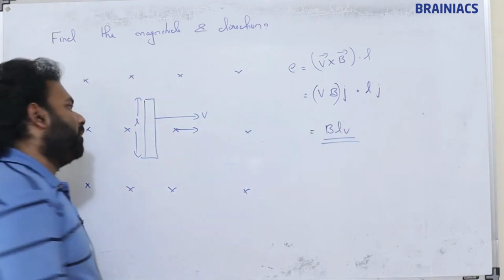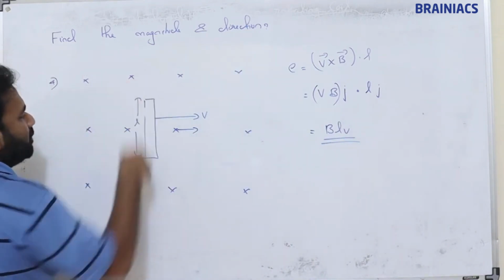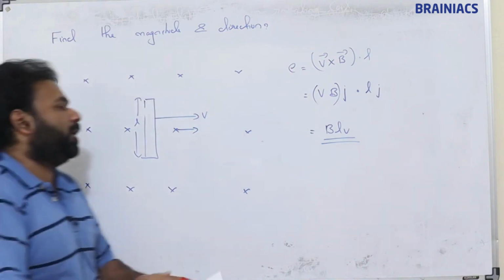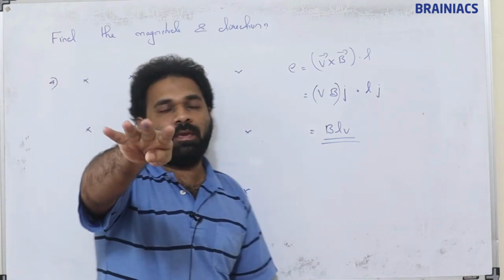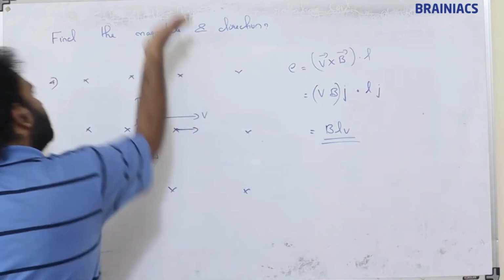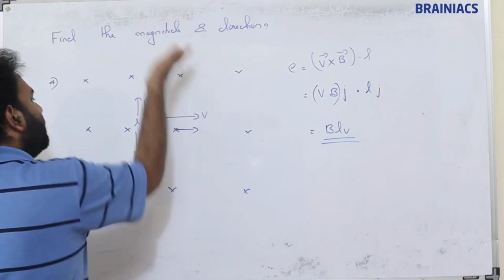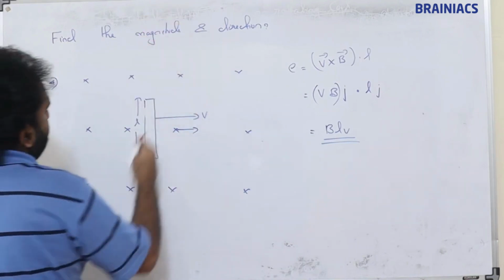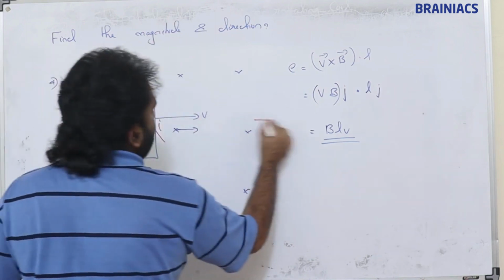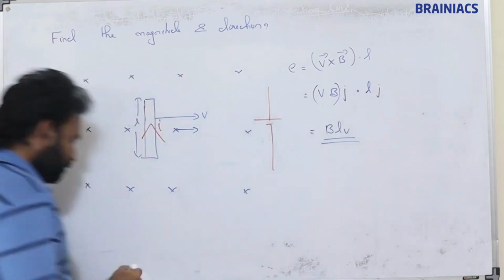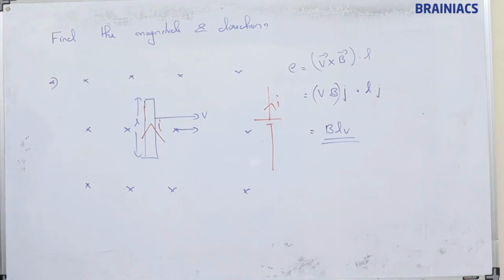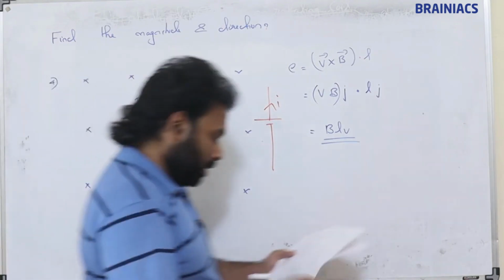What will be the direction of current in this conductor? Either this direction or this direction. How to find the direction of current? So this is B. B is going inside. Direction of velocity is this. So this will be the direction of what? Positive terminal. So let us consider this is the direction of current. So it will come like this, so direction of current will be this. Clear? Fine.